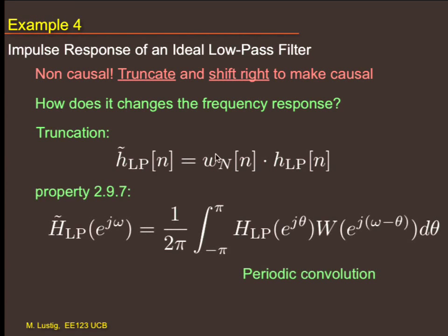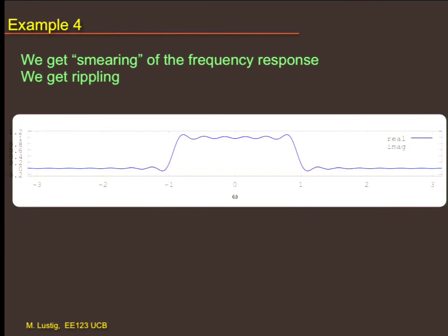There is a property in the book, 9.7, where you get this periodic convolution. And so what you get really is smearing and rippling of the frequency response when you convolve with this rect function. Now, how much smearing? Smearing is characterized by the width of the main lobe of the periodic sinc. That's what causes smearing. And the ripple is caused by the side lobes, by how big the side lobes are. Those are determined by that. And then if you shift it, what do you get then?